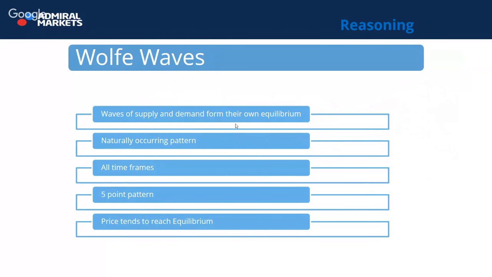So waves of supply and demand form their own equilibrium. It is a naturally occurring pattern and it exists on all time frames. The main thing is the symmetry of those 5 points. Usually the most accurate Wolfe Wave patterns are where there is a nice symmetry between points 1, 3, and 5. And then there is also a time component that says there should be approximately equal timing within the intervals between Wolfe Wave cycles.